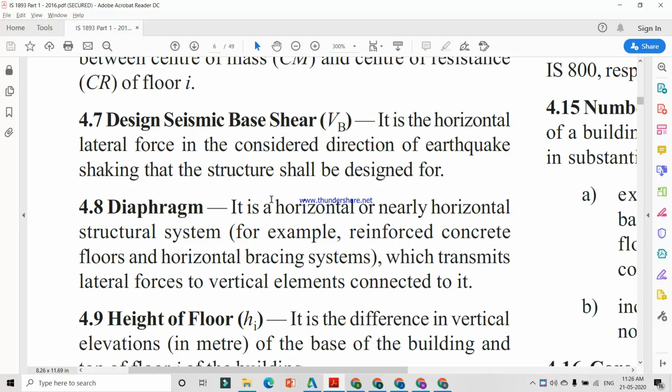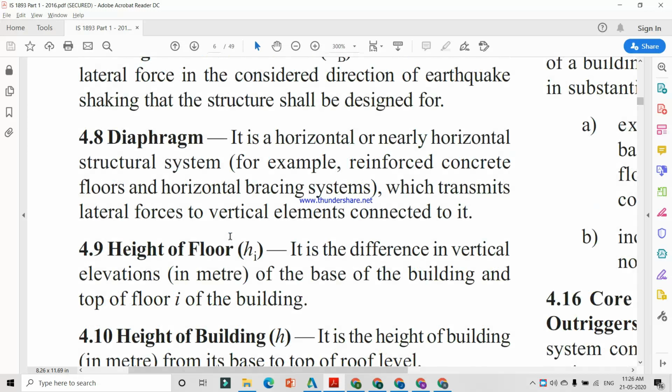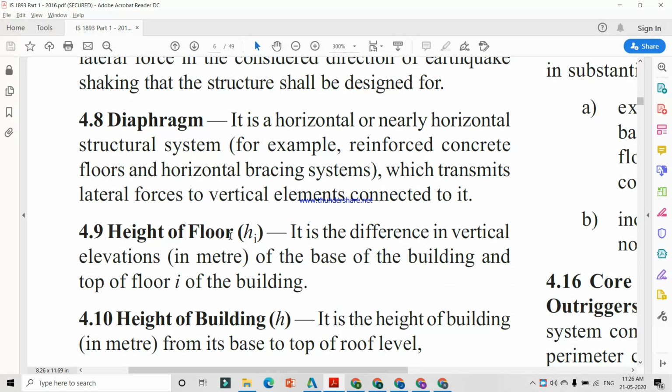The next is the diaphragm. Diaphragm is nothing but a kind of slab. It is a horizontal or near horizontal structural system, generally made of reinforced concrete floor and horizontal bracing system, which transmits the force to the vertical elements connected to it. That means the diaphragm, which is the slab, transfers the force through the column and the column through the footing or foundation.